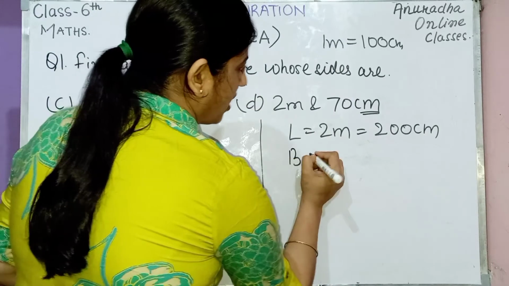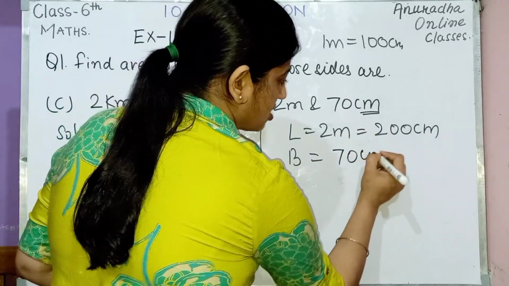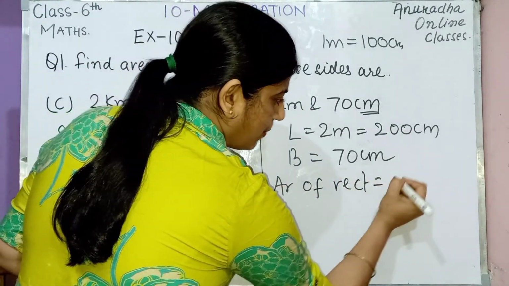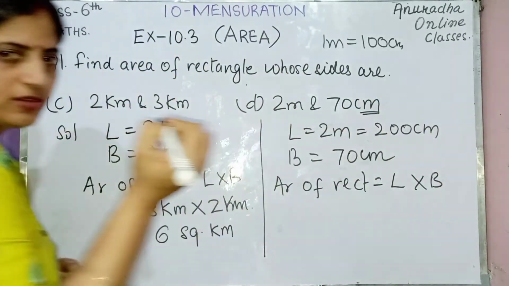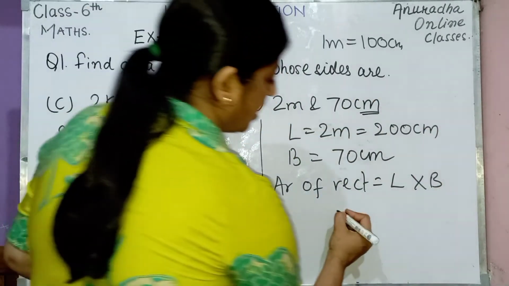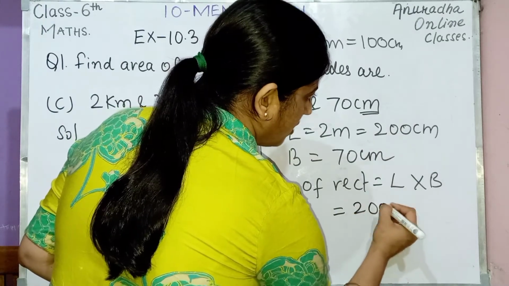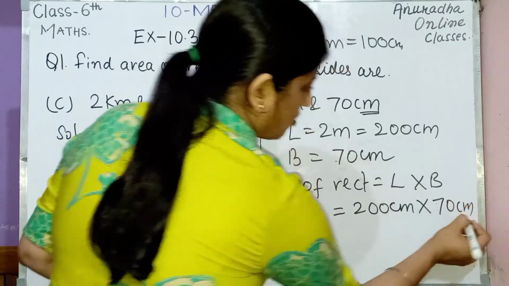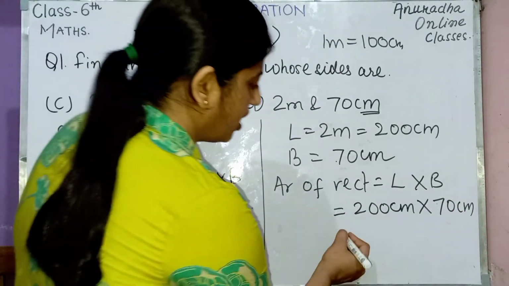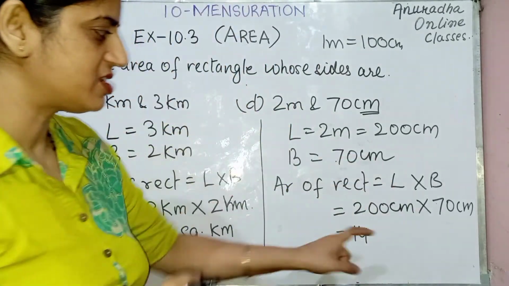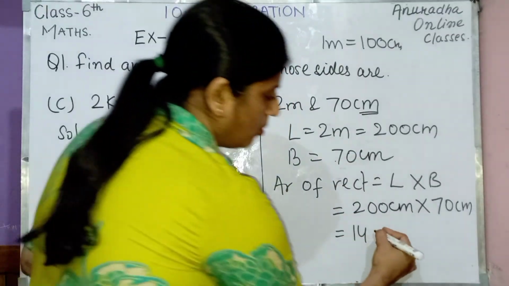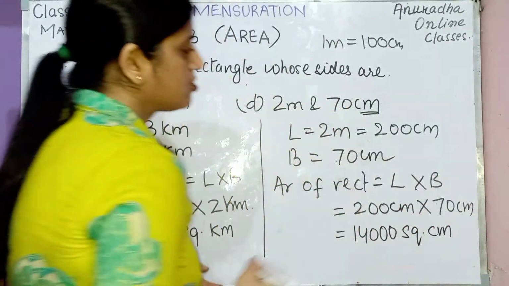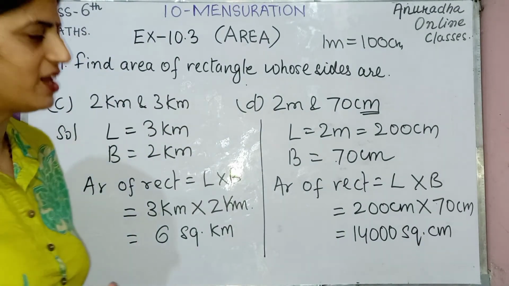Now the breadth is given how much? 70 centimeter, right? Now what is the area? See, area of rectangle will be equal to length into breadth. Done? Then see what is the length? Length is 200 centimeter into breadth 70 centimeter. Now see children, 2 sevens are 14. I have written 14. Now count the 0s, 1, 2 and 3 zeros. So put 3 zeros after that. Okay, and square centimeter. So children, in this way we have completed our first question.